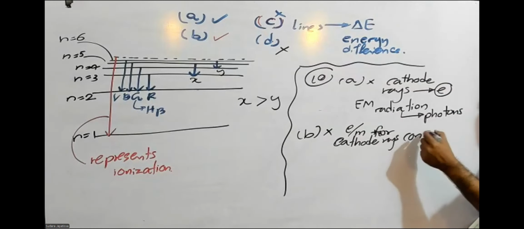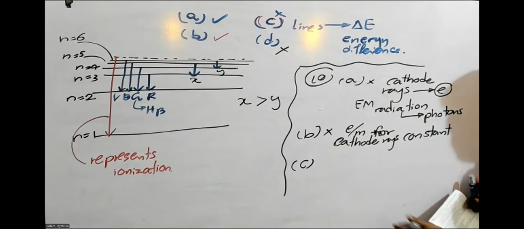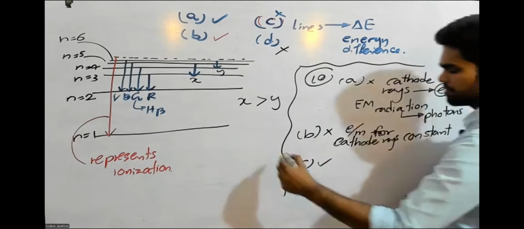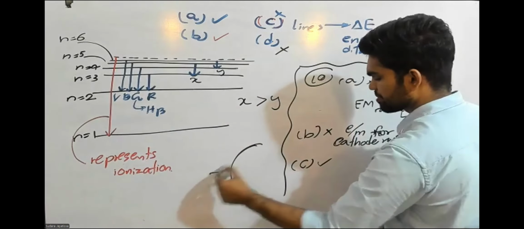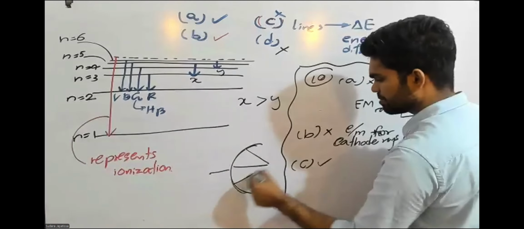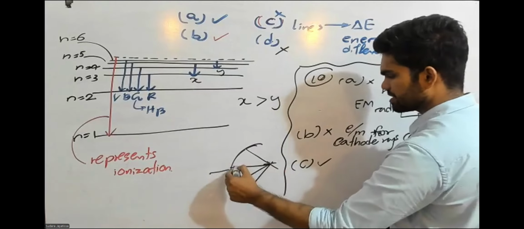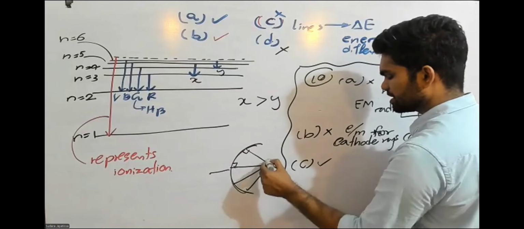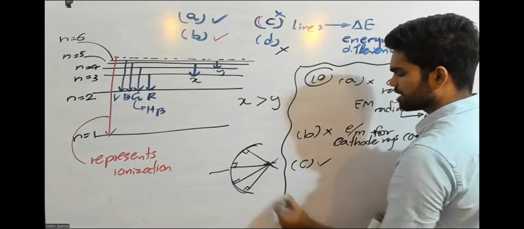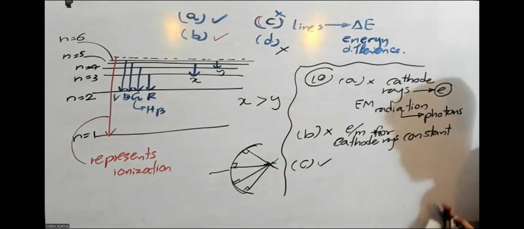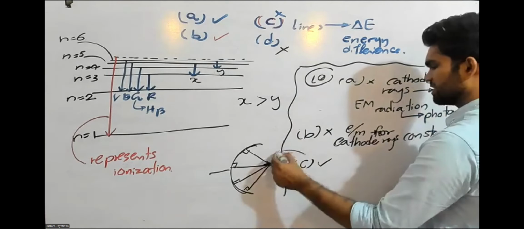Then C, they are generated from the cathode and propagate perpendicular to the cathode. That is true. You might remember when we used a concave cathode, all cathode rays converged to a single point, the center of curvature. That means they are released perpendicular to the cathode, no? Okay, so that one is correct anyway.